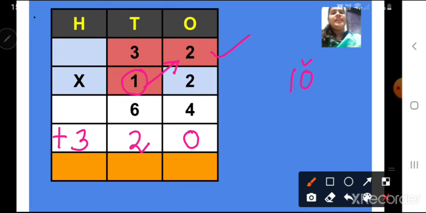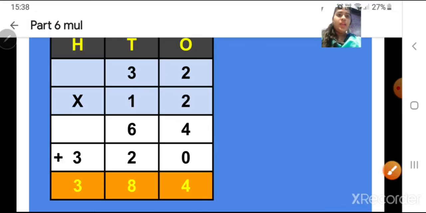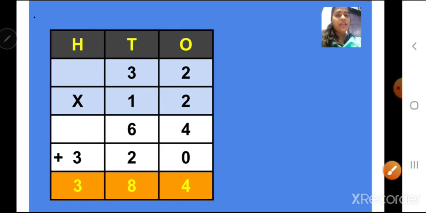Step 3 is to add. So now we are going to add the products that we have got. 4 plus 0 will be 4. 6 plus 2 will be 8, and then 3 here. 3 plus nothing is there, so 3 will come. So my final answer, that is 32 multiplied by 12, is 384. Okay children, understood how we have got this answer?